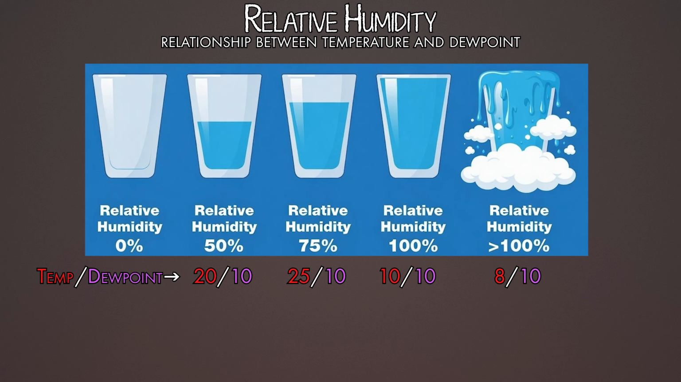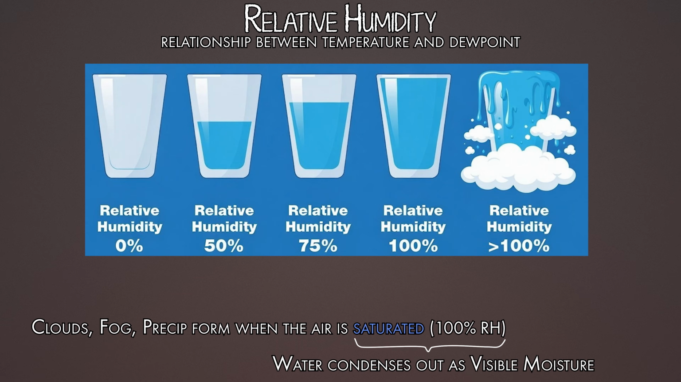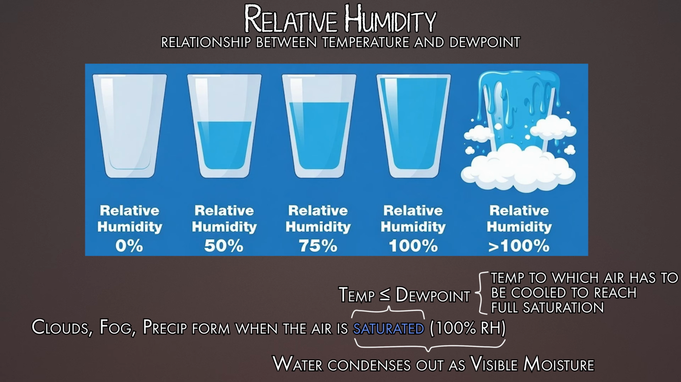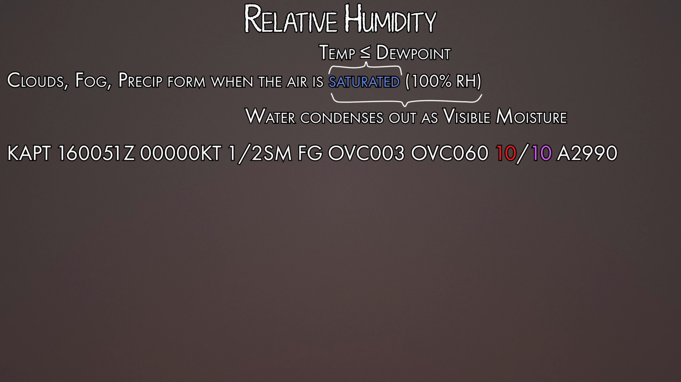Now I know that can be a lot, so let me summarize a little bit. Clouds, fog, and precipitation form when the air is saturated, or at 100% relative humidity. At that point, water condenses out as visible moisture. This happens when the temperature is the same or lower than the dew point. And this means that the dew point is the temperature to which air has to be cooled in order to reach full saturation.